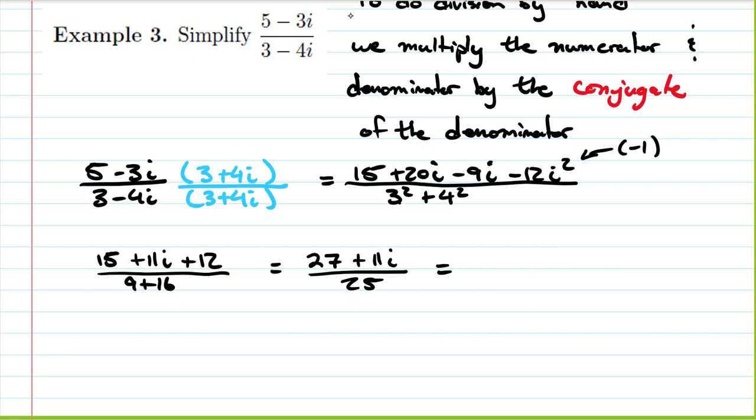And then to make it in the form a plus bi, we do term-wise division. So we would write it as 27 over 25 plus 11 over 25i by putting the denominator over each of them. And you're probably thinking, well, Professor Peterson, why didn't you just type it into your calculator? Well, good question. Let's go ahead and try and see what happens.